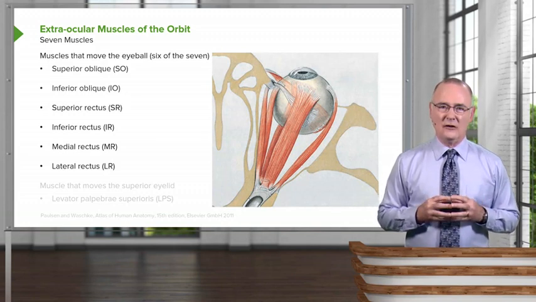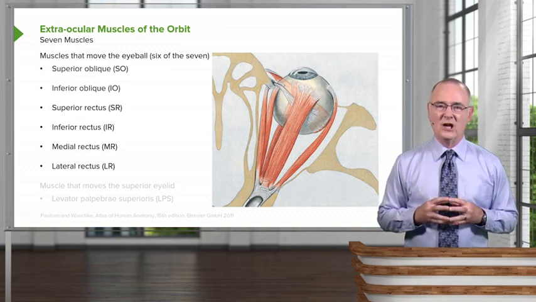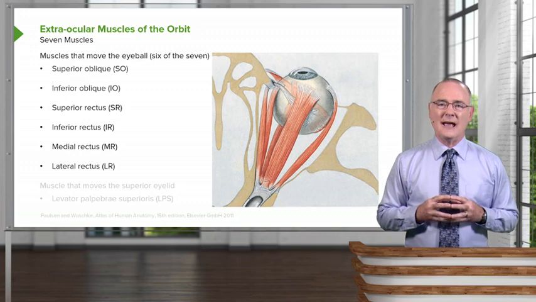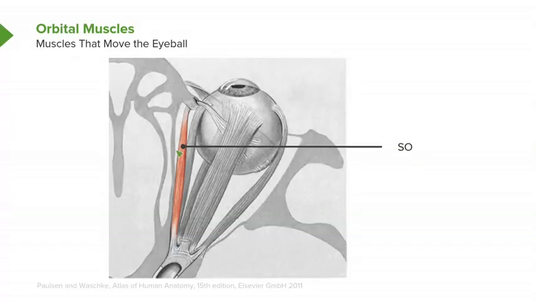So let's explore these in greater detail so you have an understanding of their orientation within the orbit and the manner in which they attach to the eyeball. Here we're looking at the superior oblique. We're looking at the medial aspect of the orbit.